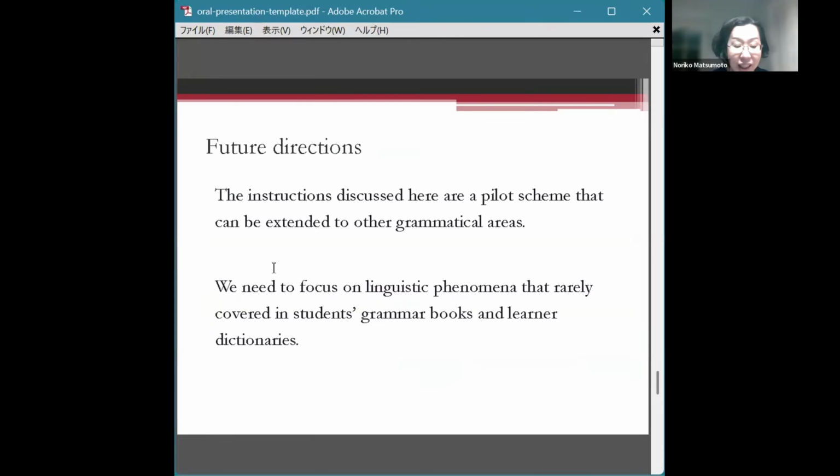This is the last slide. The instruction discussed here is a pilot scheme that can be extended to other grammatical areas. We need to focus on linguistic phenomena that are rarely covered in student grammar books or learner dictionaries. The development of such instructions makes a clear and positive contribution to academic practice, particularly to grammatical instruction. That's all I have to say.